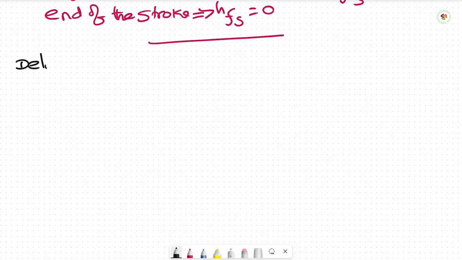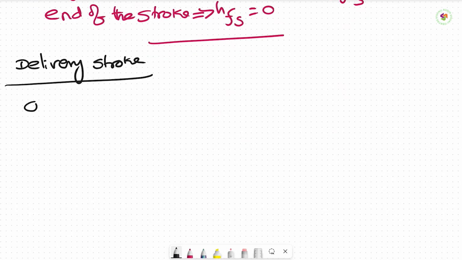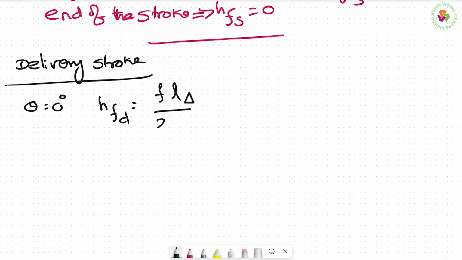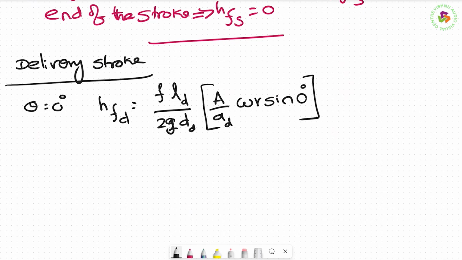Delivery stroke. Again, at the beginning theta is equal to 0 degrees. So hfd is equal to f ld divided by 2 g dd into A by ad omega r sine 0 degrees whole square. Sine 0 is 0. Therefore, hfd is equal to 0.